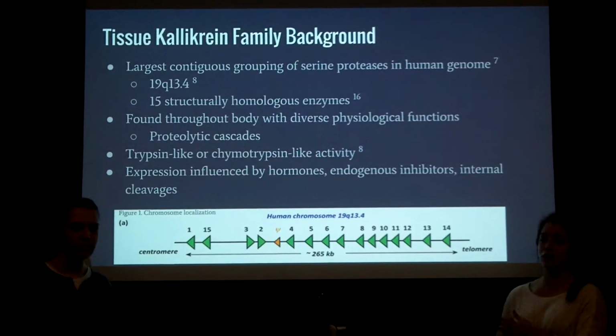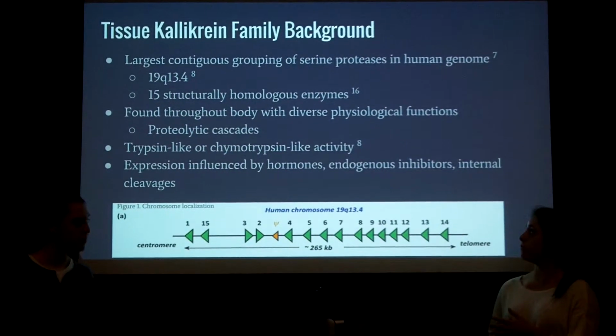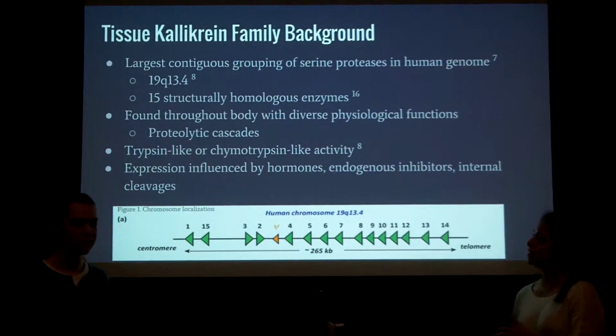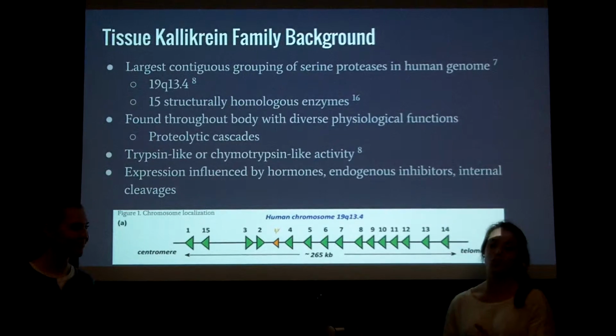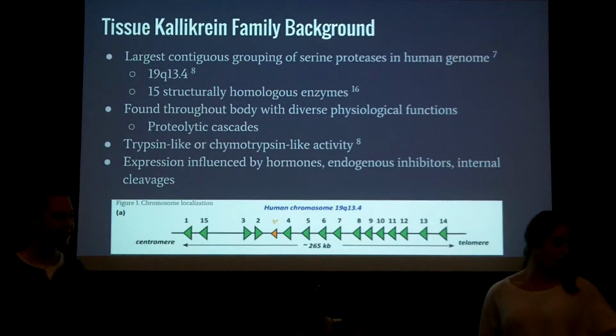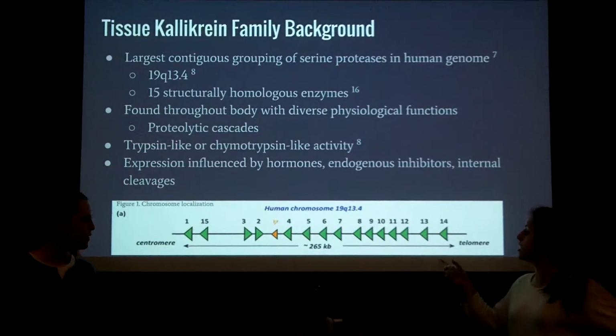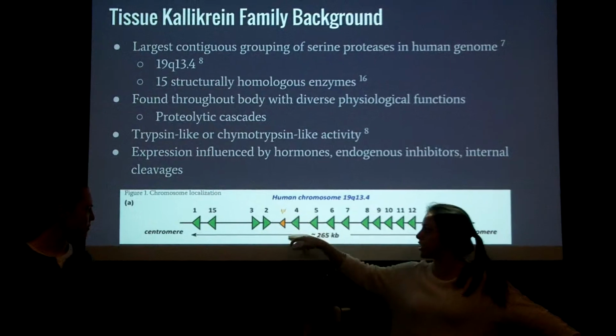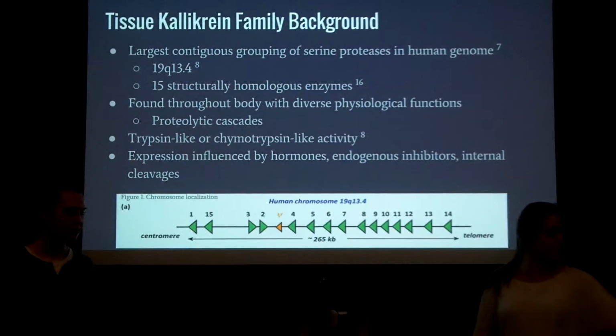throughout the body, participating in a diverse range of functions, and they all participate in proteolytic cascades with trypsin or chymotrypsin-like activity, and they're affected by endogenous factors. This is an image of chromosome 19, and this is where the tissue kallikreins are located.